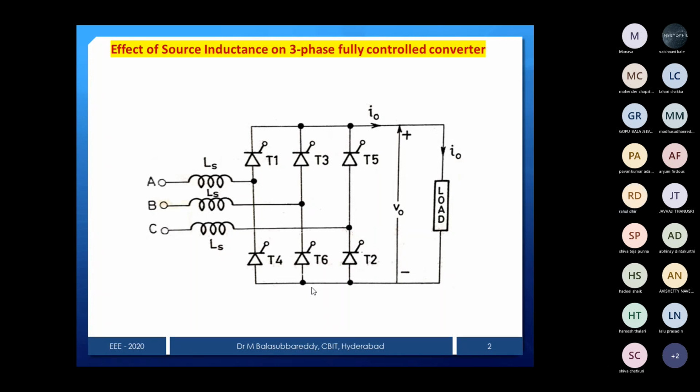Yes, sir. Okay. So today we'll see the effect of source inductance in a three-phase fully controlled converter. Normally, whatever we discussed so far, we considered that the source does not have any impedance or inductance. But practically speaking, there is an inductance, or let it be a resistance, so that things will be available.